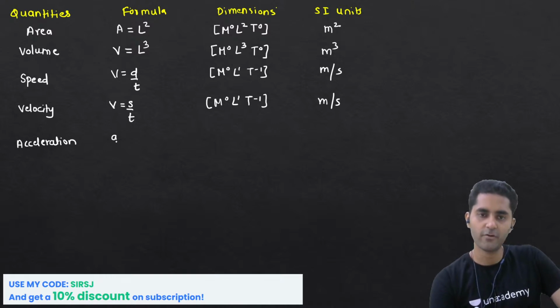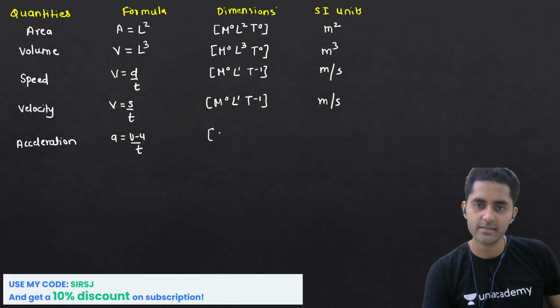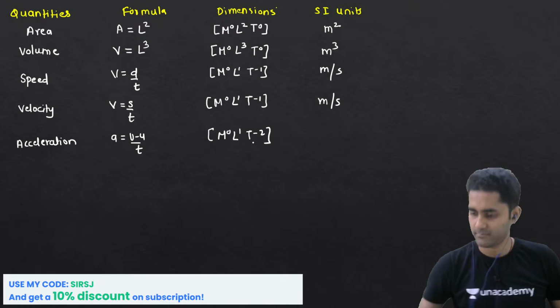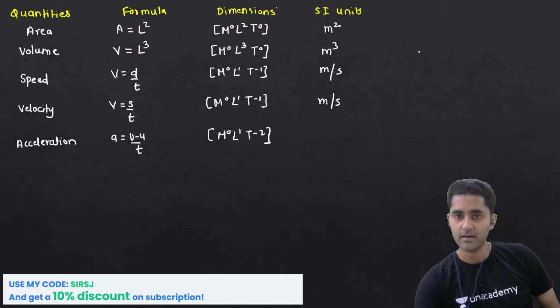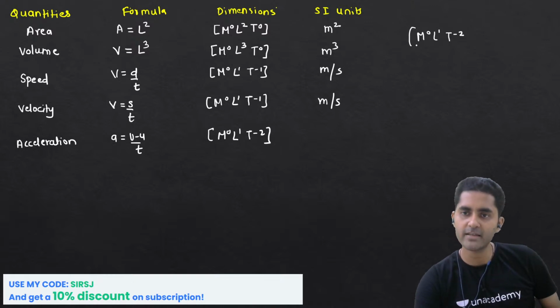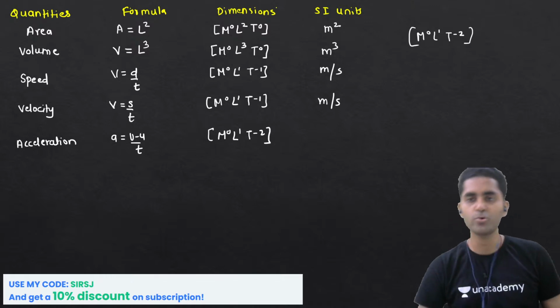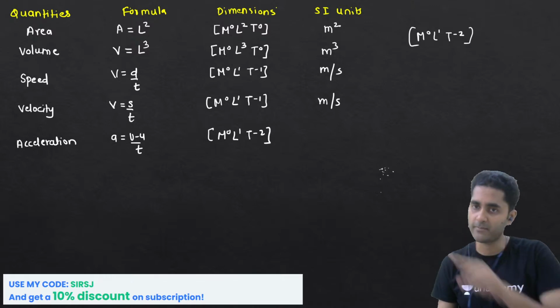You know, the acceleration formula is change in velocity upon time. We have already calculated the dimensions of acceleration. It is M0, L1, T minus 2. Okay, now just see M0, L1, T minus 2. How to get the units from dimensions that you just see over here? How to get the units from dimension?